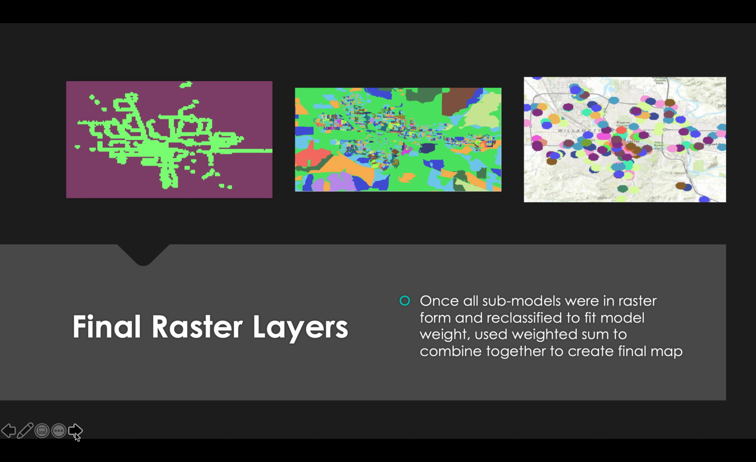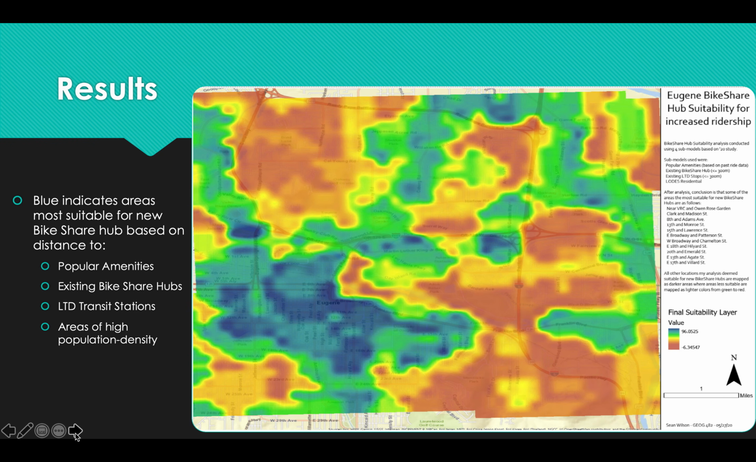Once I had all the raster layers, I used weighted sum to combine them together to create my final result, my final map. And this is what it looked like. Blue indicates areas most suitable for new bike share hubs based on distance to popular amenities, existing bike share hubs, LTD transit stations, and areas of high population density.